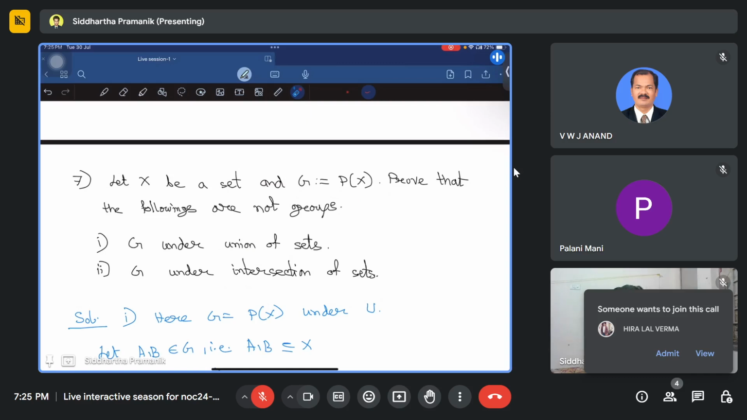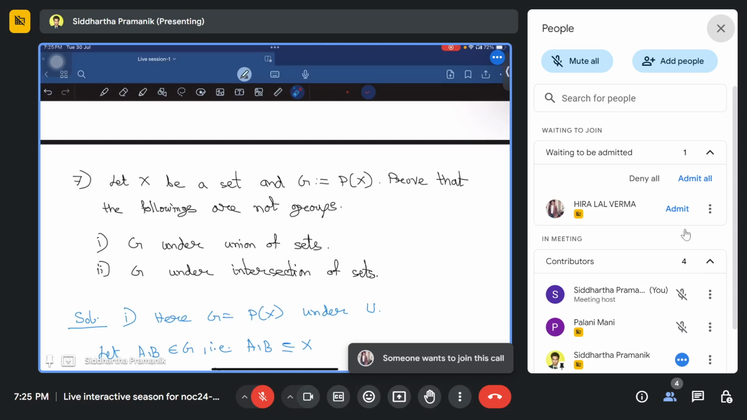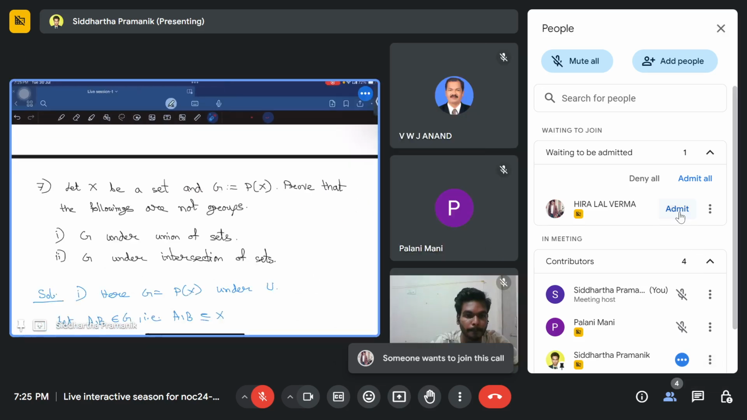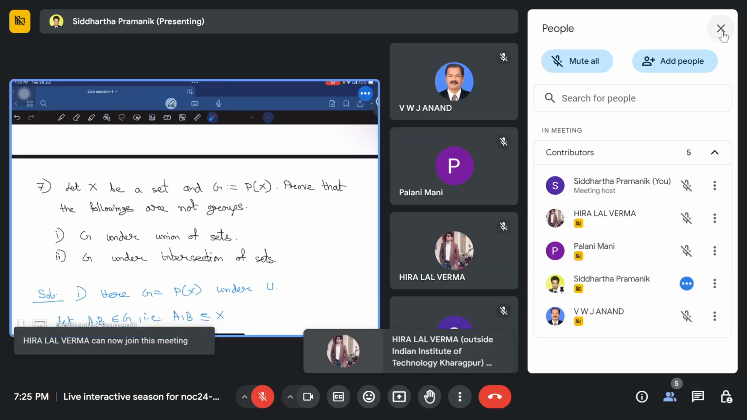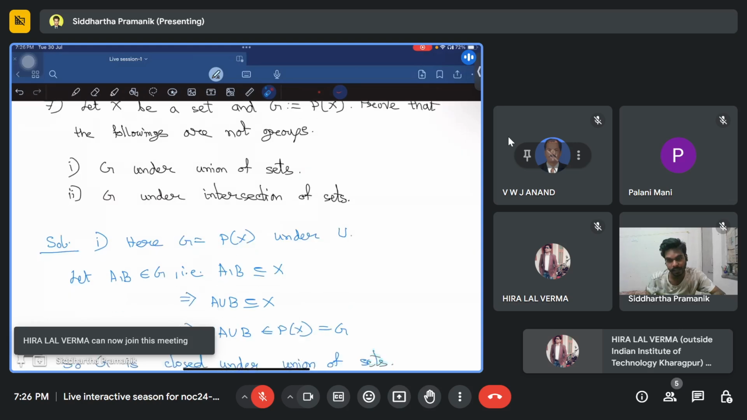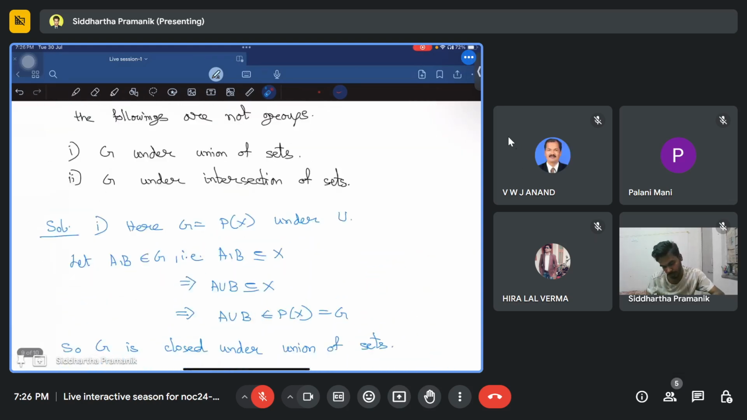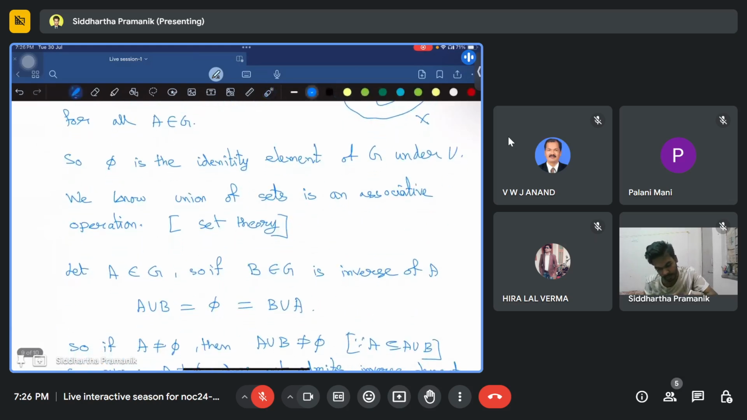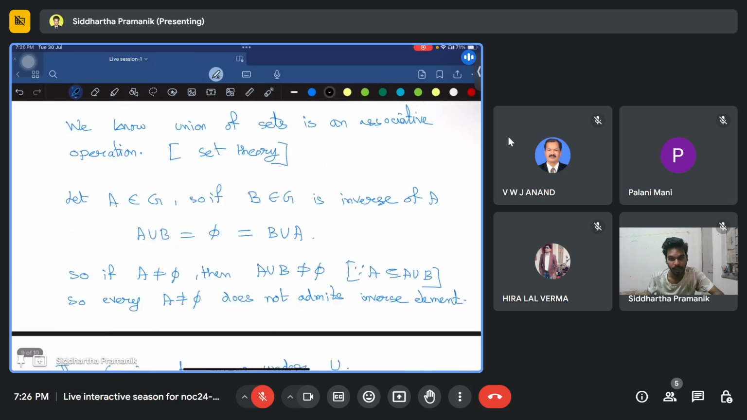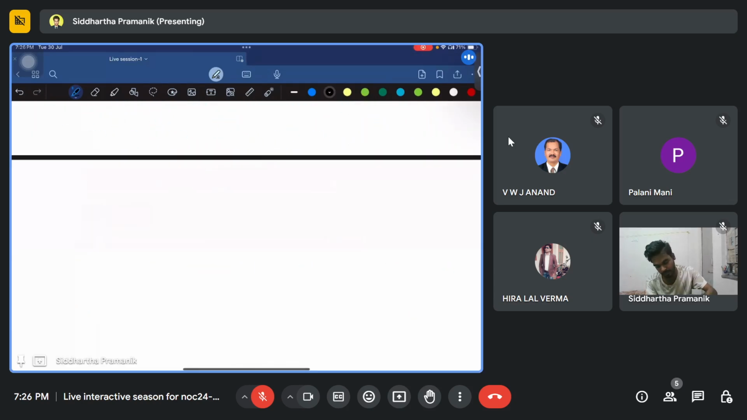So whatever examples of matrix groups we have seen, in those the identity matrix serves as the identity element, right? Now let's do one example of a matrix group in which the identity element is different from the identity matrix.